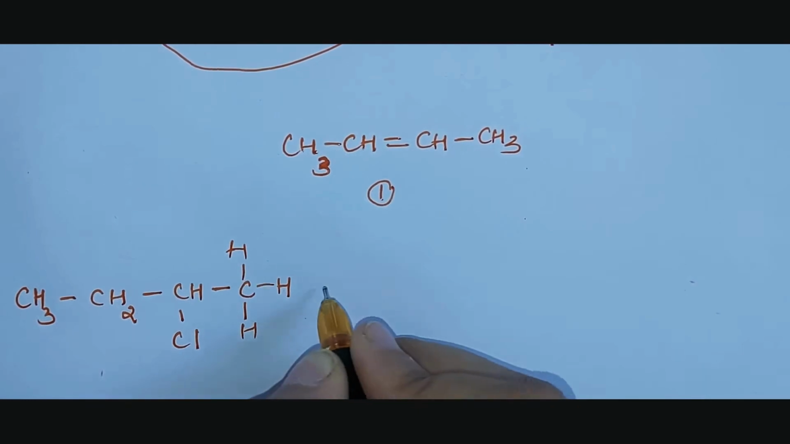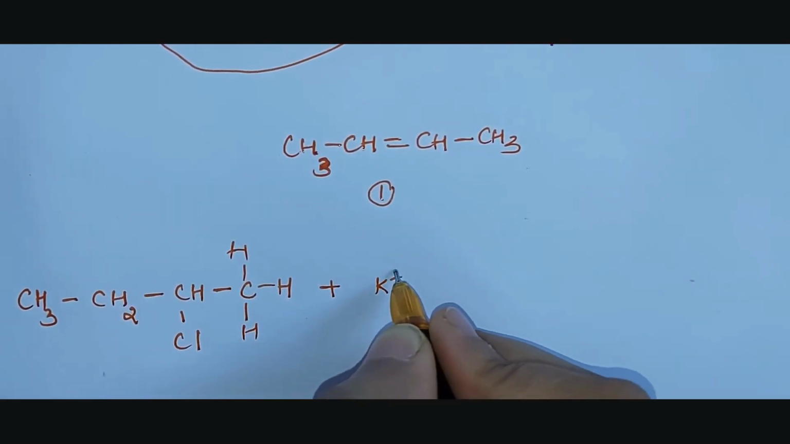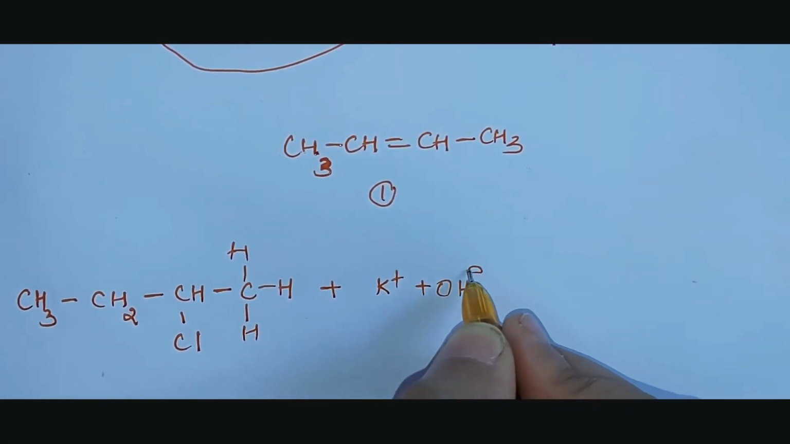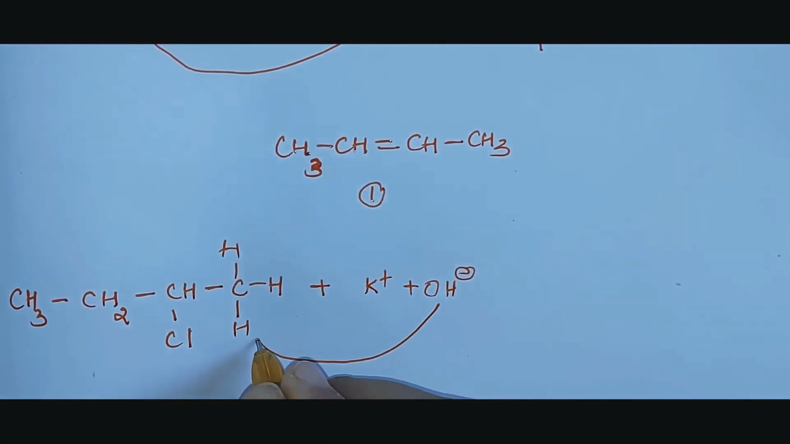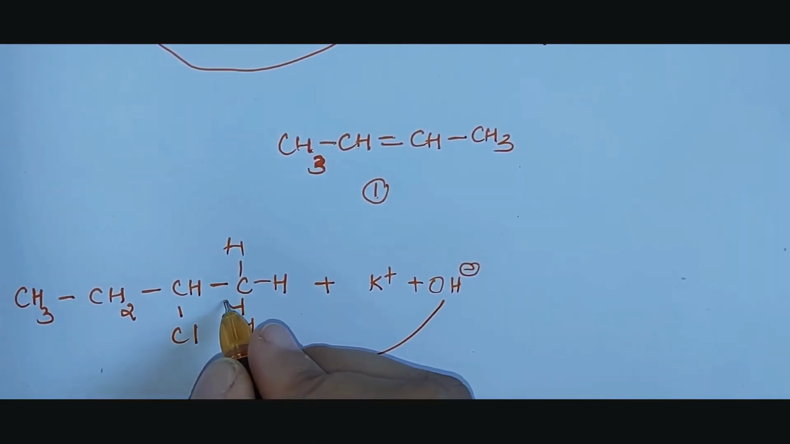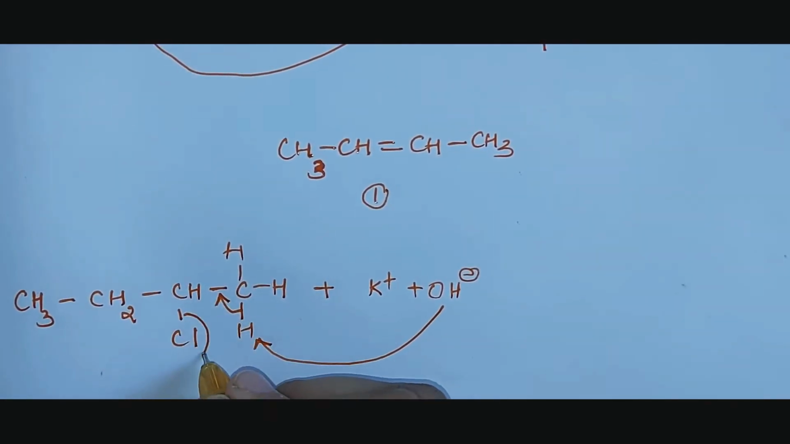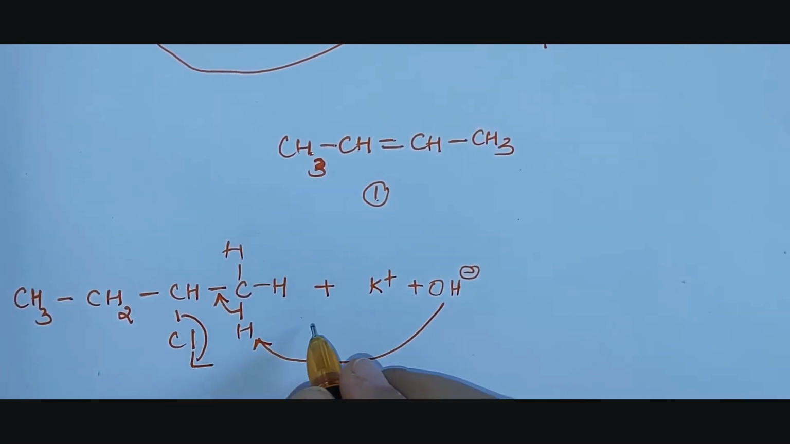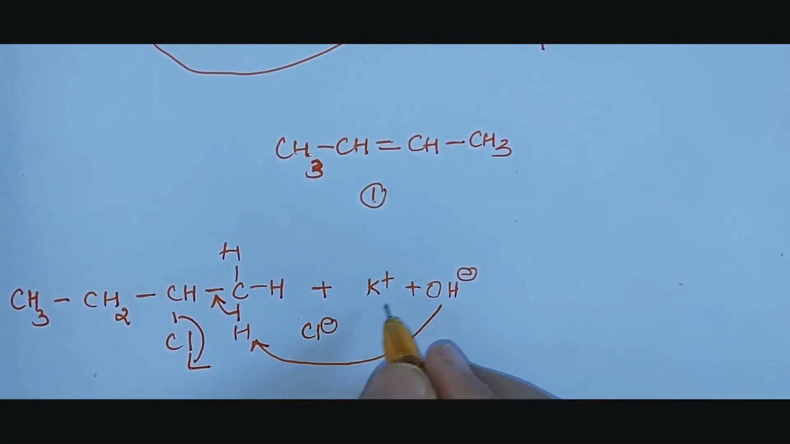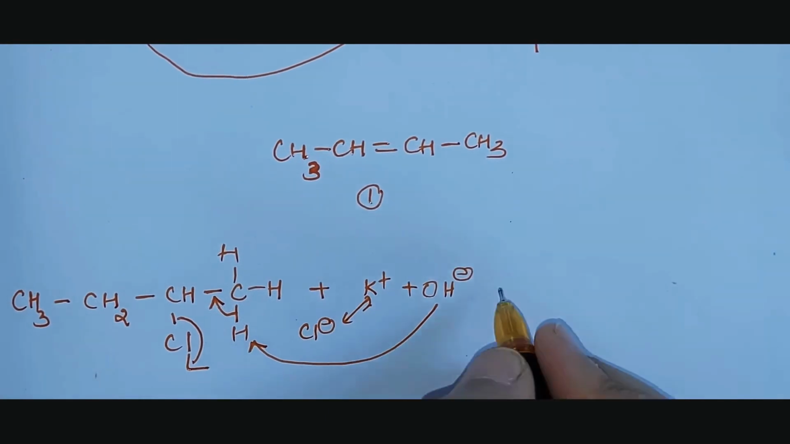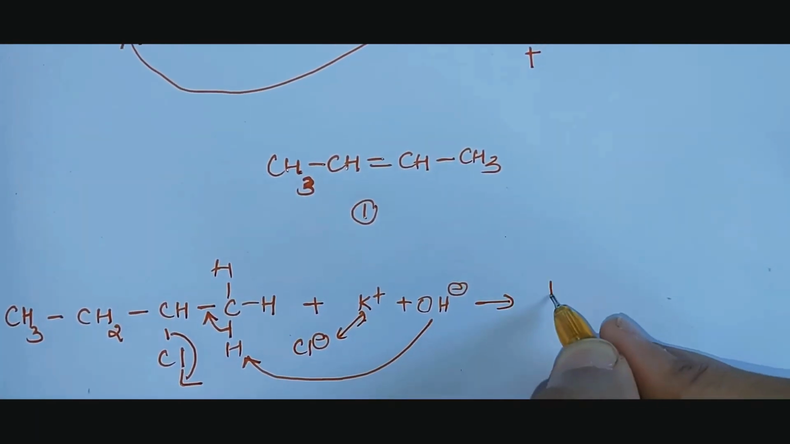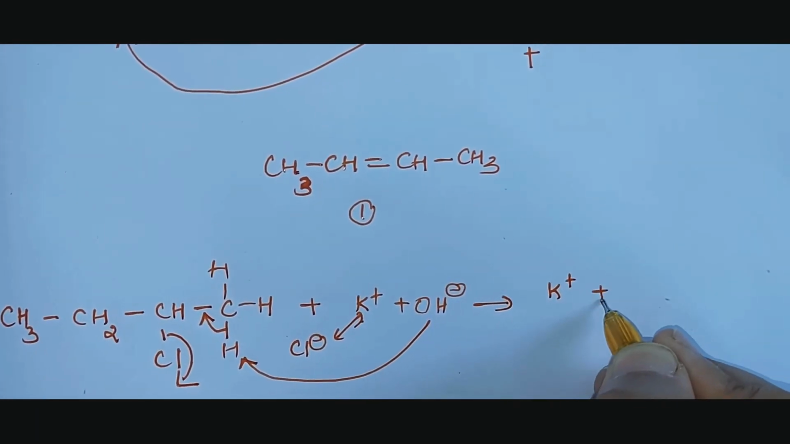The reaction takes place with aqueous potassium hydroxide, so it is K plus and OH minus. OH minus will give its electron pair to hydrogen. Hydrogen will give its electron pair to the next carbon atom, and Cl is eliminated in the form of Cl minus. So K plus and Cl minus will react with each other and form the product KCl, an ionic compound.